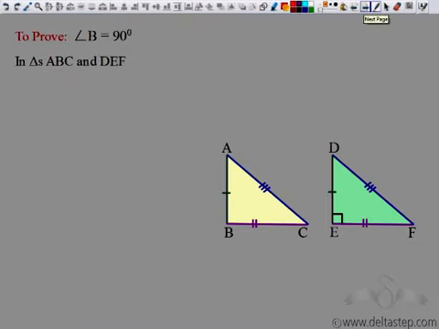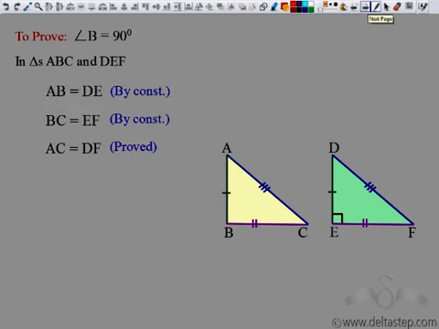So in triangle ABC and triangle DEF, AB is equal to DE, BC is equal to EF, and AC is equal to DF. All the three sides are equal. These two are equal by construction, and this we just proved. When three sides of one triangle are equal to three sides of the other triangle, I can say that the two triangles are congruent by side, side, side. So by SSS, I say that these two triangles are congruent.